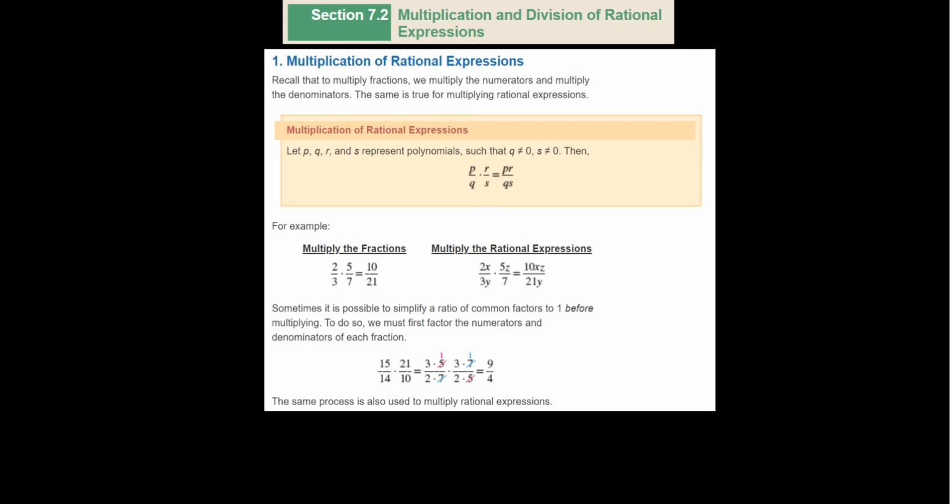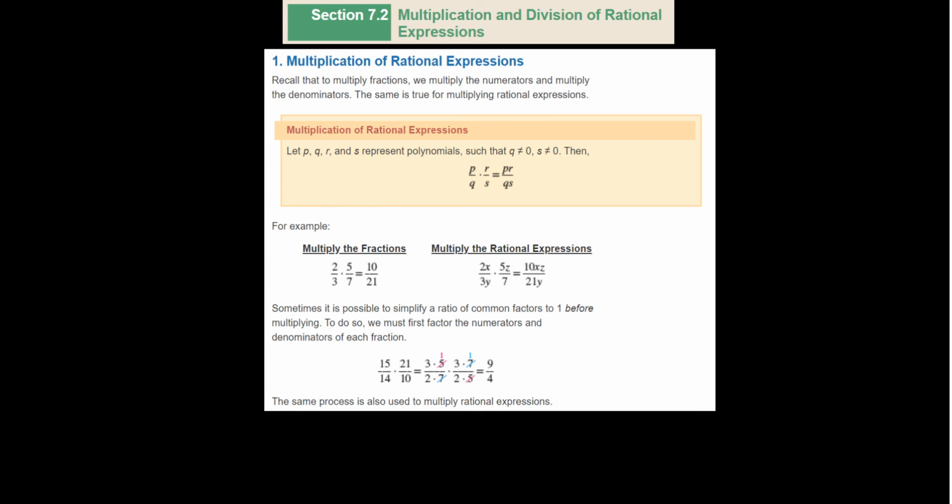So if we notice here, we multiply numerators, right? 2 times 5 is 10, x times z is xz, 3 times 7 is 21, and then y times 1 would be y, right? And then this leads to a more rigorous definition here.